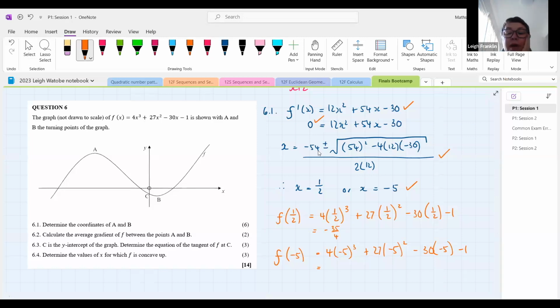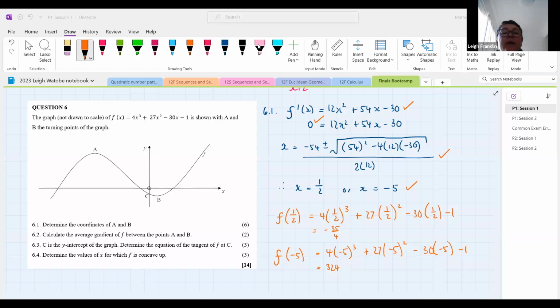So here you should be getting negative 35 over 4. And when negative 5 went in, you should be getting 324. Are you getting those numbers? Oh, okay. All right. No, that's fine. If I've made a mistake, you mustn't be afraid to tell me. Okay. There we go. Lovely.